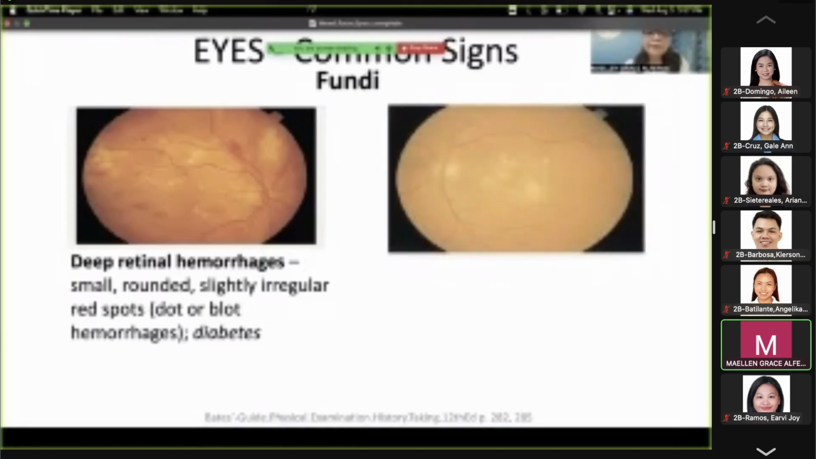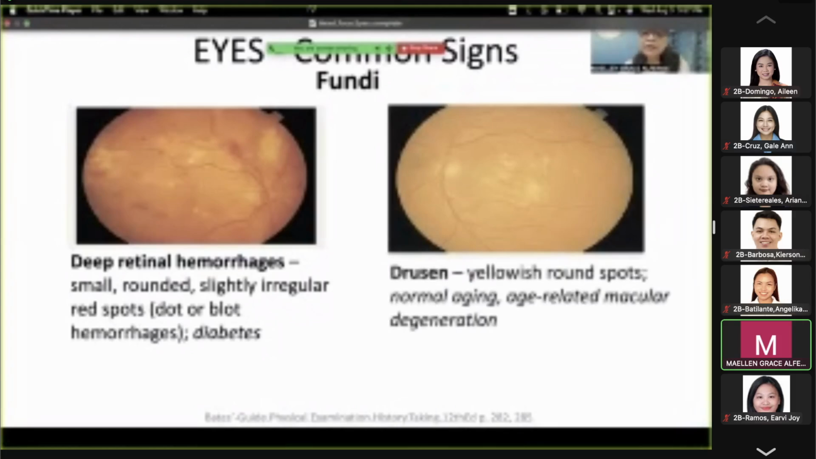Another type of rounded structures that you see here, this is not a hemorrhage, but a yellow round spot that occurs in normal aging or age-related macular degeneration.